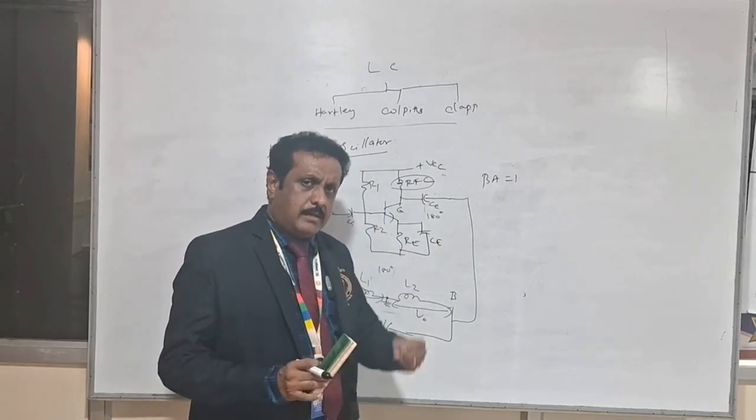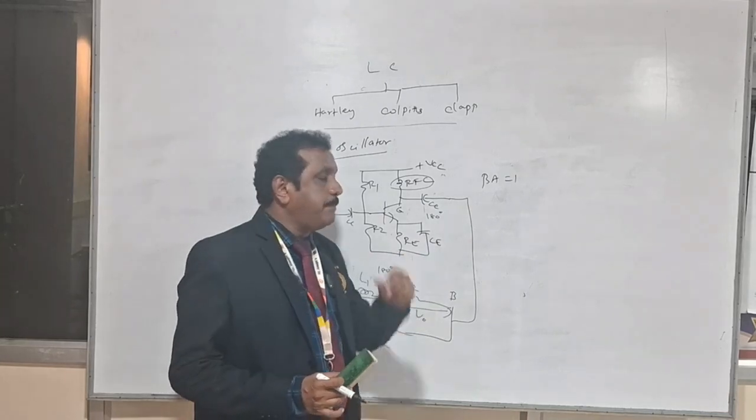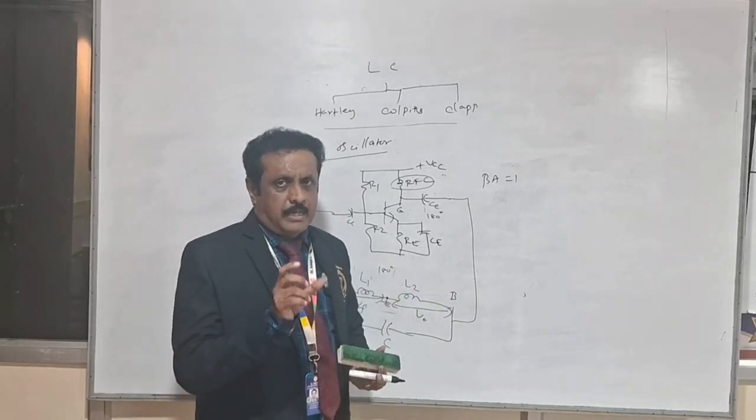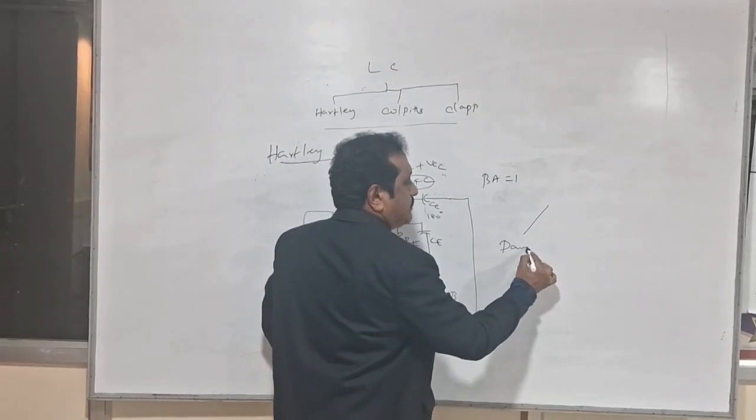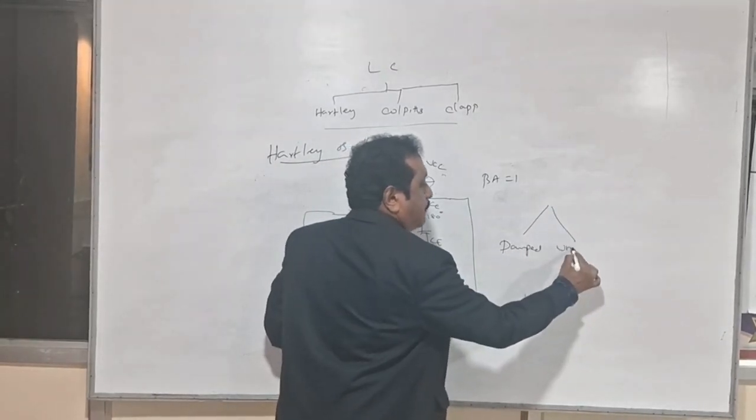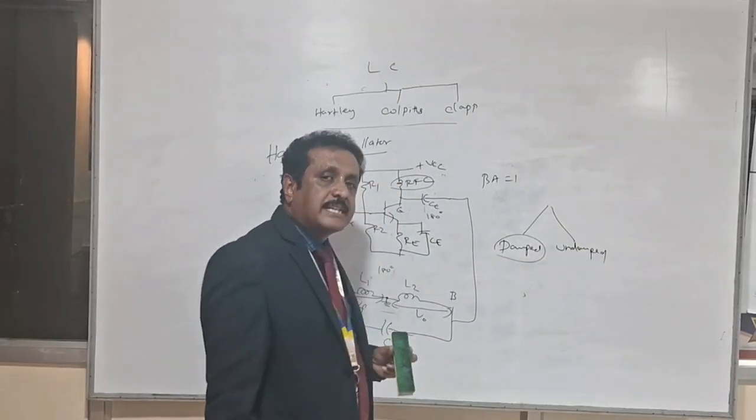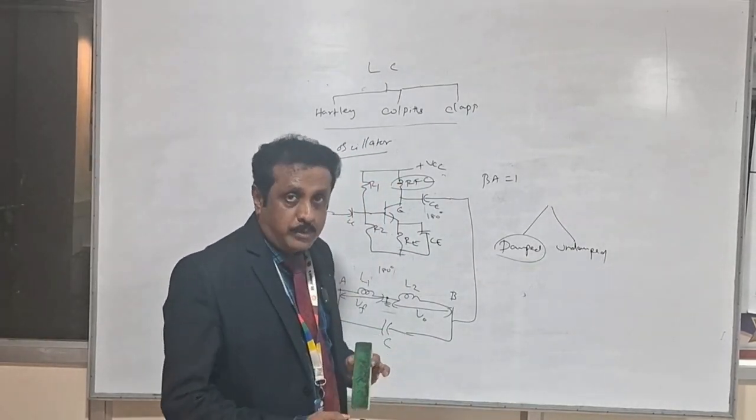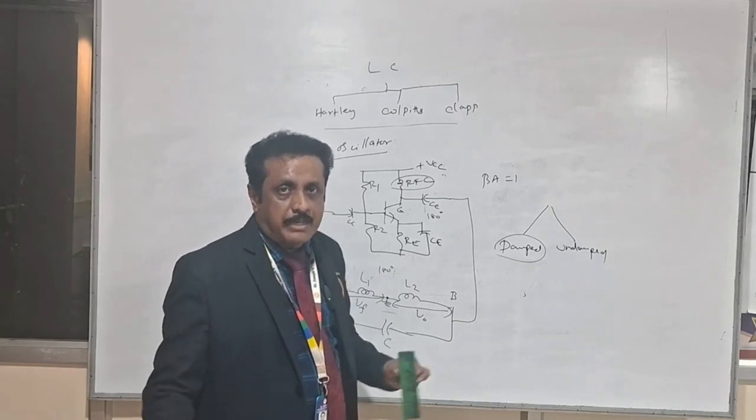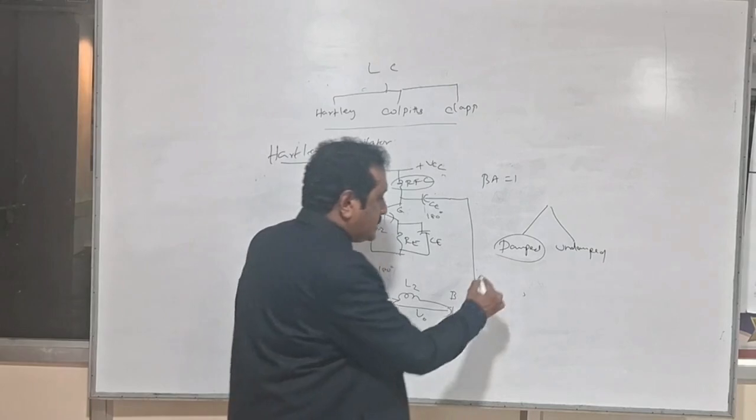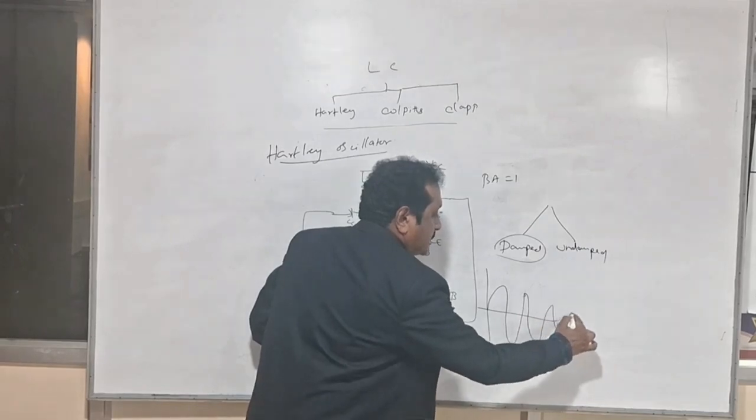Here we may raise one question: why should we maintain beta A as 1? Because there are two kinds of oscillations in an oscillator. One is damped oscillation, the other is undamped oscillation. Damped oscillation is where the amplitude, the magnitude of the output, reduces with respect to time. It keeps on decreasing with time. So you will get a waveform like this. Initially it maintains a constant magnitude, and then it keeps on decreasing with time.